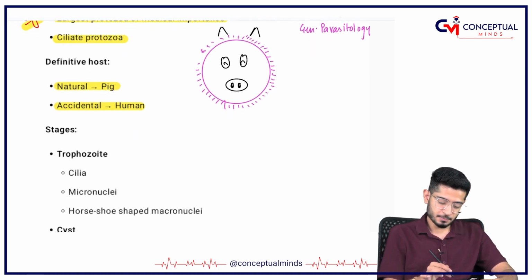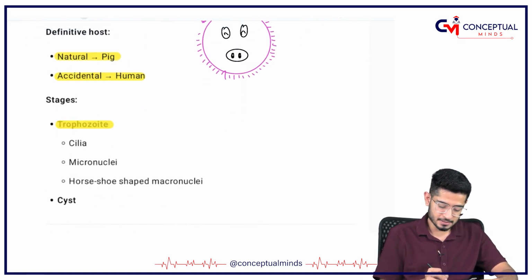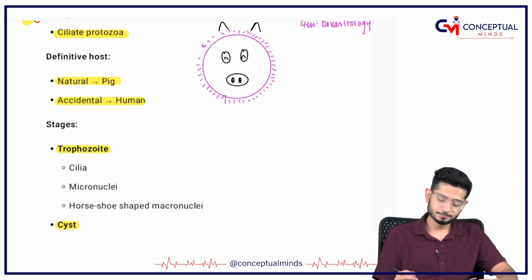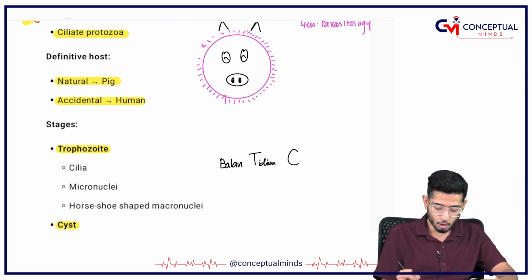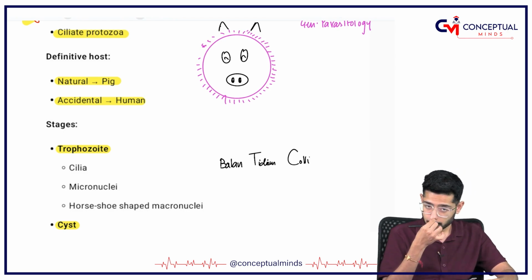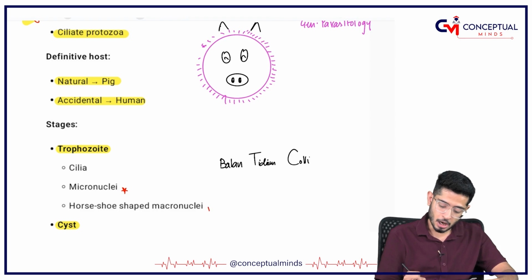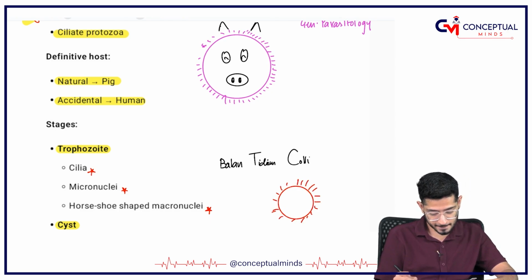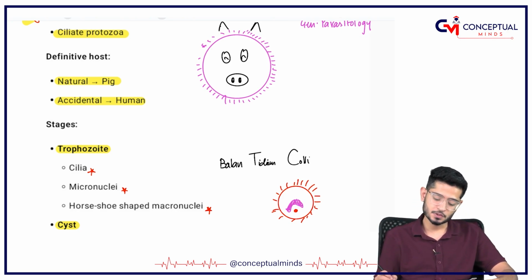Coming on to the stages, remember it has got trophozoite stage and the cyst stage. In Balantidium coli, you have got T and C both, so there will be trophozoite as well as cyst. But if we focus on trophozoite, please remember it is going to have a micronucleus, a horseshoe-shaped macronucleus and cilia. So this is the trophozoite.